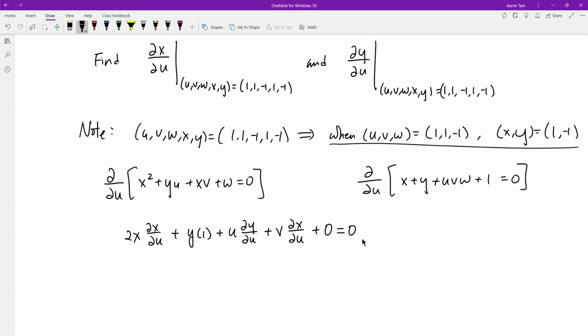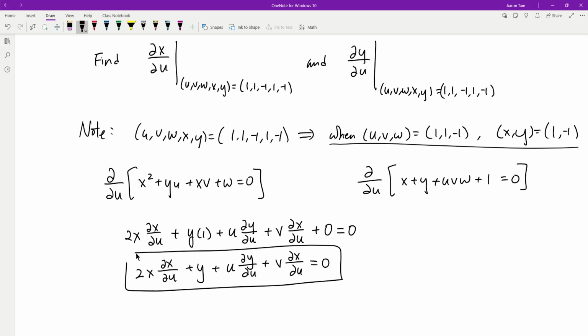So this turns into the following equation: 2x dx over du. Maybe I should write my 2 a little differently. 2x dx over du plus y plus u dy over du plus v dx over du equals 0. So that's my first equation.